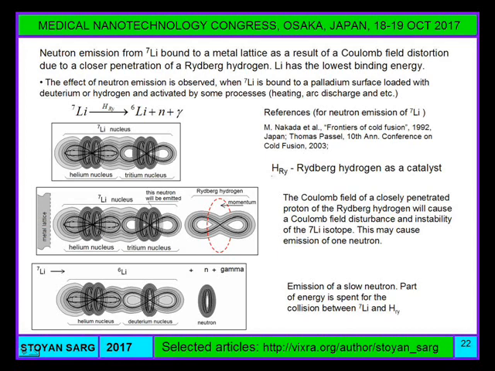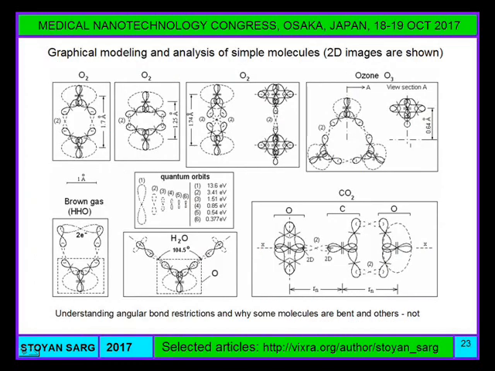Now let us show the application of the BSM atomic models in other fields. This slide shows a graphical modeling and analysis of some simple molecules. At the lower left corner, one so-far unknown state of the water molecule is shown, corresponding to the experimentally discovered brown gas, known also as HHO gas.